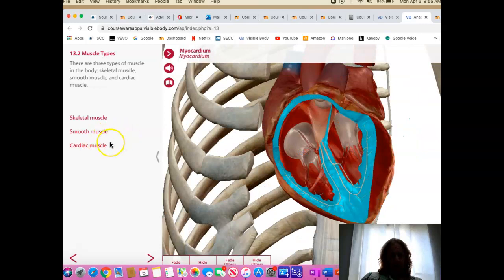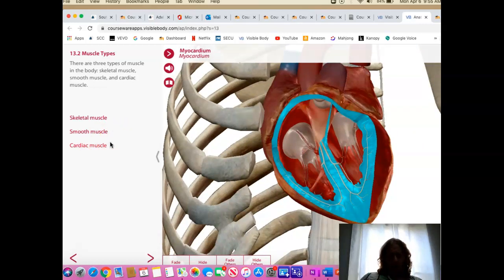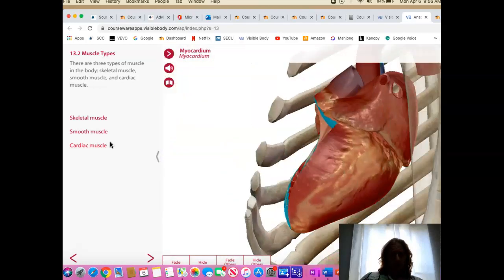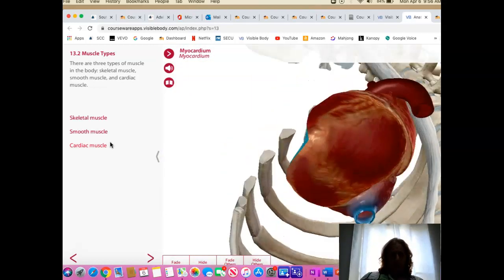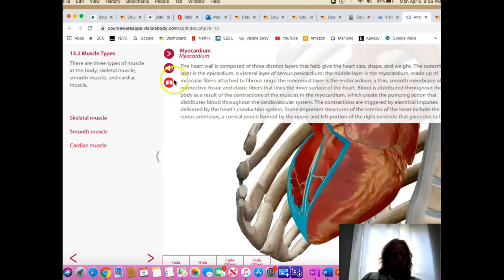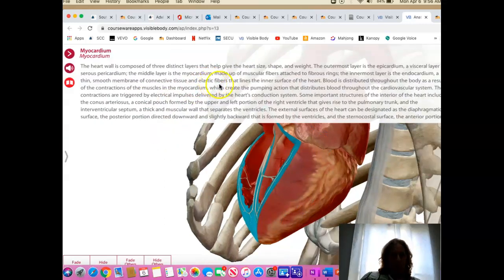Okay. Now you can use your right and left arrows to turn this around some. And you can flip it up and down, so you can really manipulate your models. And then you can go up here and click on that book icon, and you can read about the different layers. So I did want to point that out in Visible Body, how you can manipulate through.